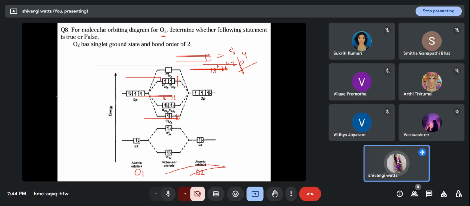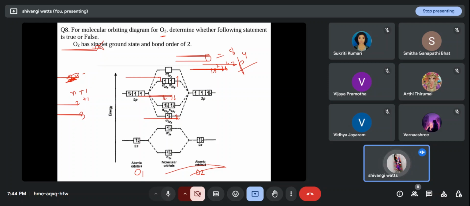Okay, so if you will see the multiplicity is like 2, and the multiplicity will be n plus 1. So n is the number of free electrons. So here the free electron is 1, 2, sorry, 1 and 2. So 2 plus 1 is the multiplicity, it means 3. So oxygen has triplet ground state but not the singlet ground state. So this statement is not true.